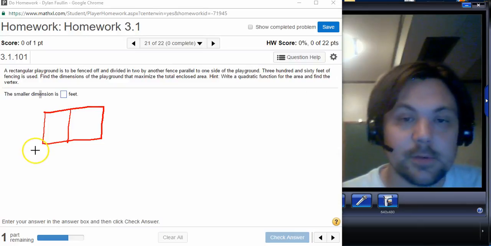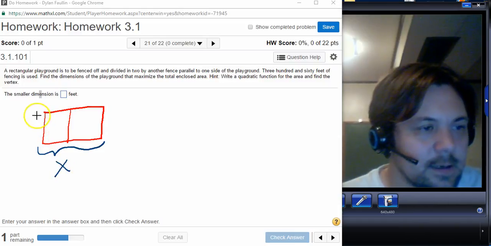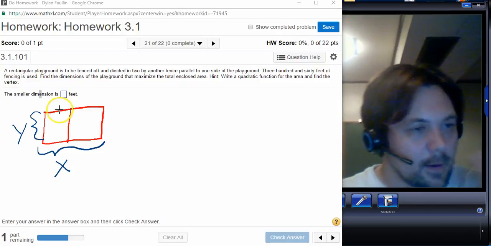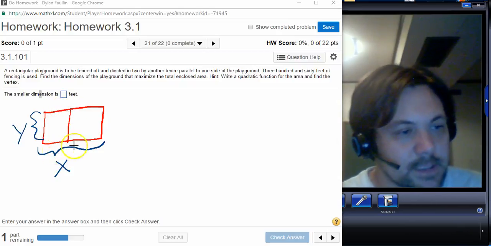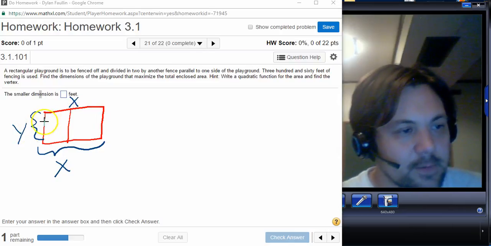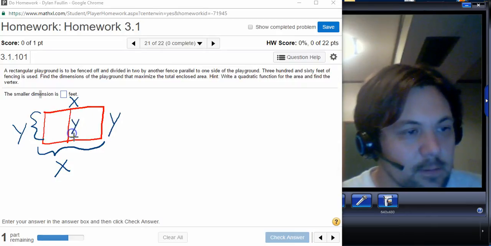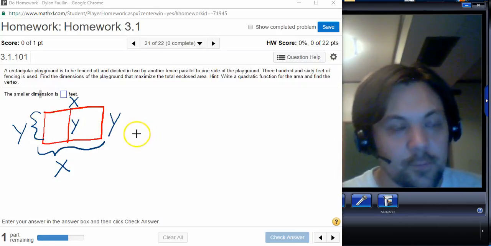So we'll use variables to represent these dimensions. So I'll call this side x, for example. So this will be length x, and I'll call this side length y. All right, so if this side has length x, the opposite side will as well. Same thing with y. If this side is length y, the opposite side will also be length y, but also the part of the fence down the middle will have the same measure of y.